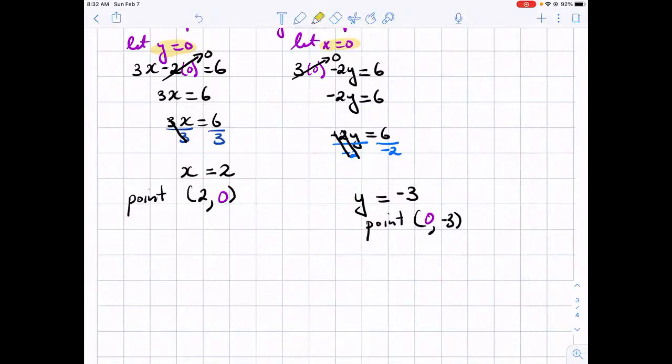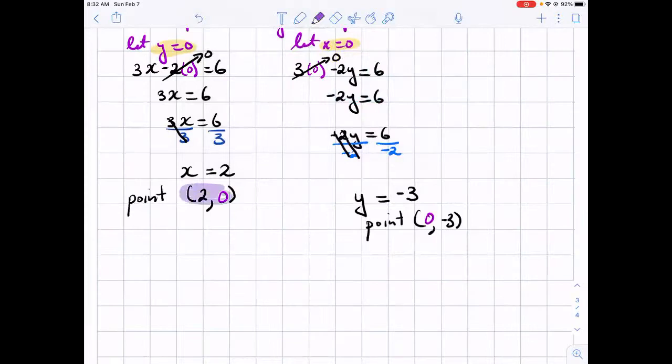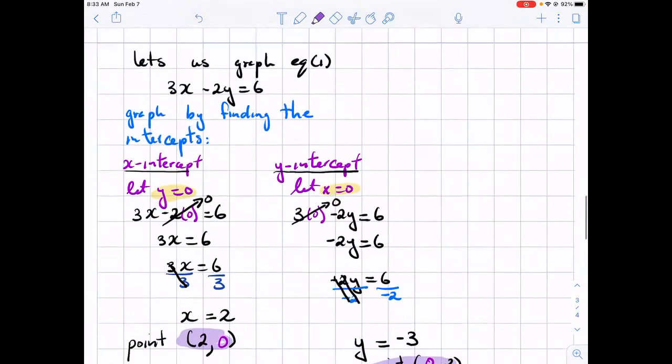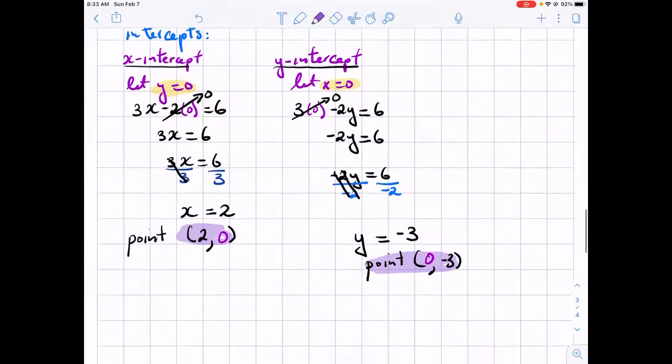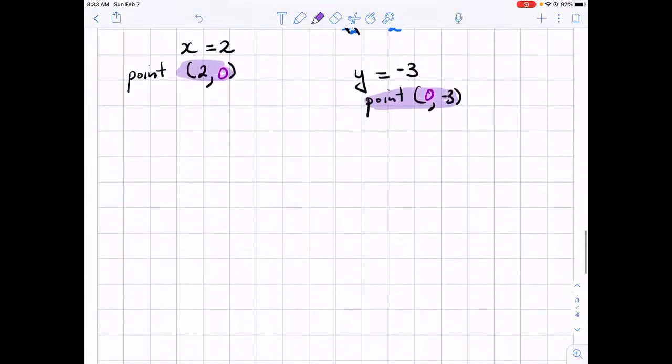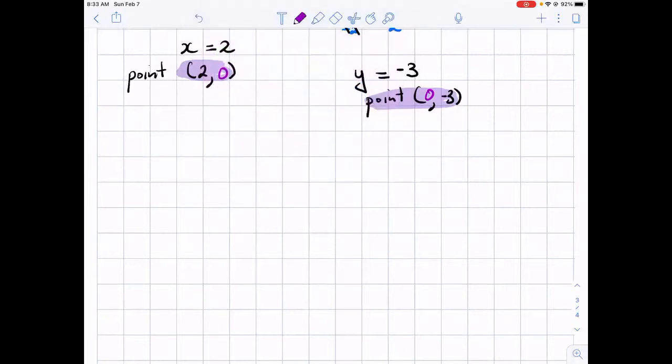So we have to plot these points, and we will be able to graph this equation. Okay. But I'm going to leave the graphing for a few minutes. Let's look, actually, let's graph it because I don't want you to get lost. Let's graph it.